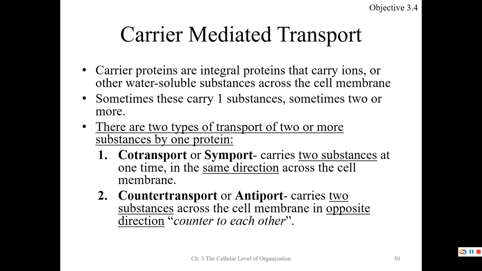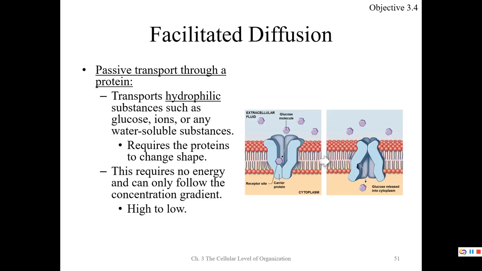When it comes to two or more, there's one called cotransport or symport. That's two substances in the same direction at the same time. And countertransport or antiport, that is two substances across the cell membrane in opposite directions at the same time. Okay, counter to each other. I'm going to give you an example of those, but know those because these are very important for drugs. We give drugs that target symporters, antiporters, things like that.